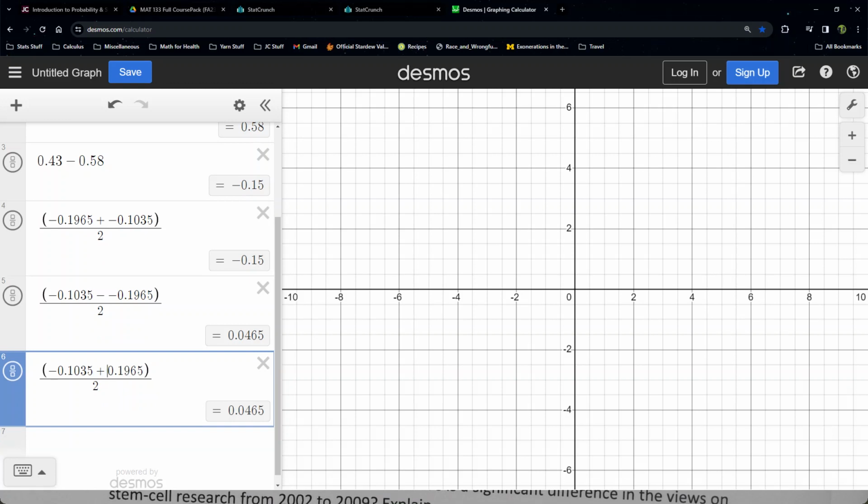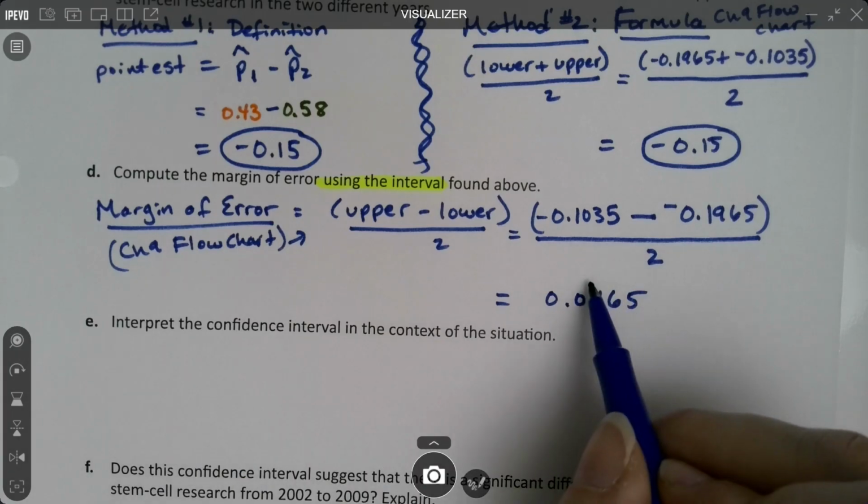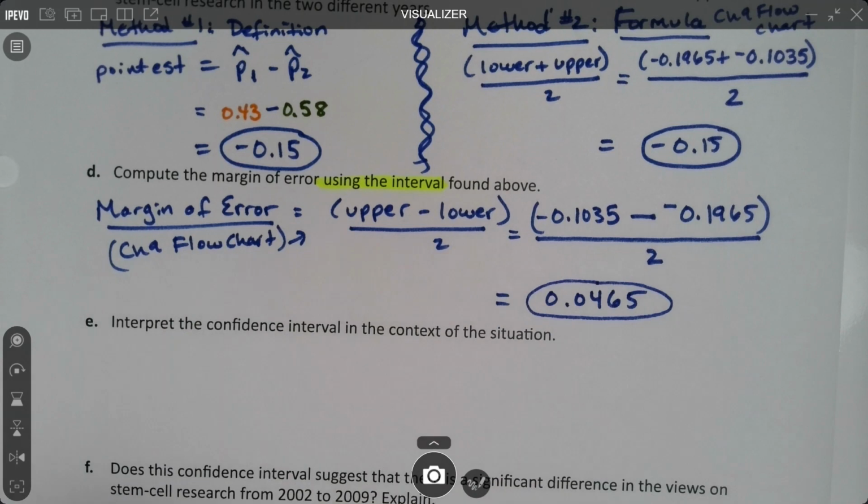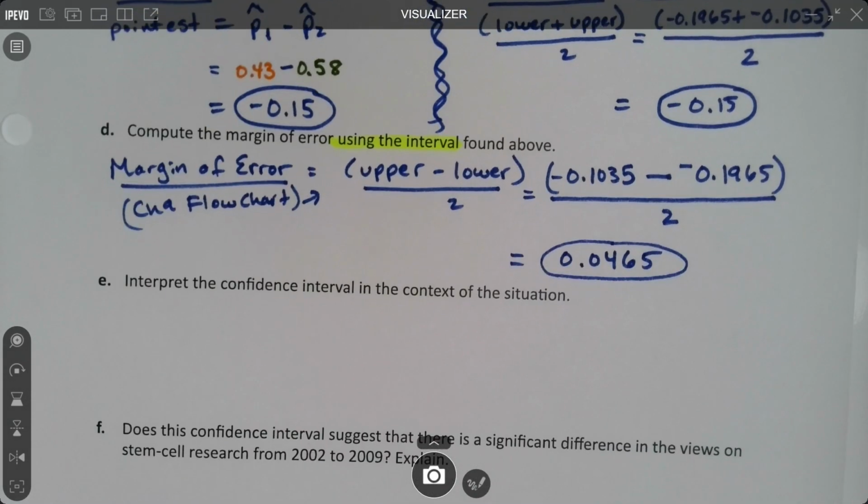So it's 0.0465. And I put that right here. All right, so that piece is done.